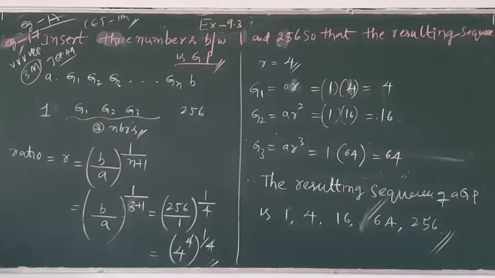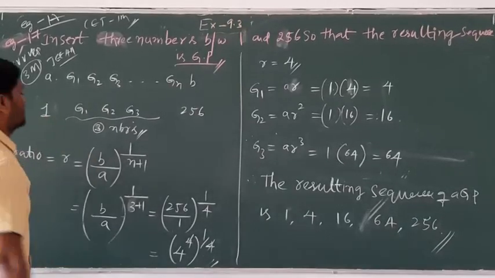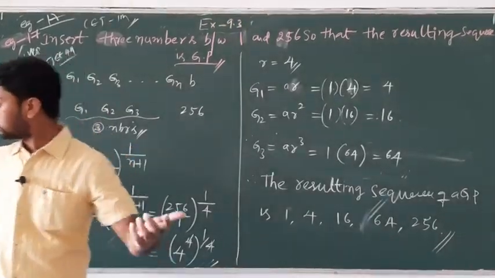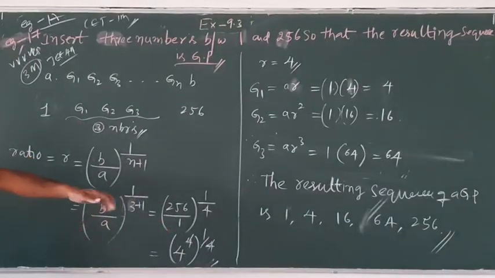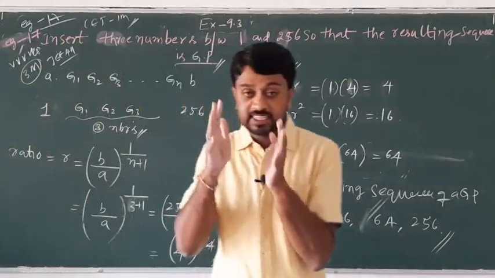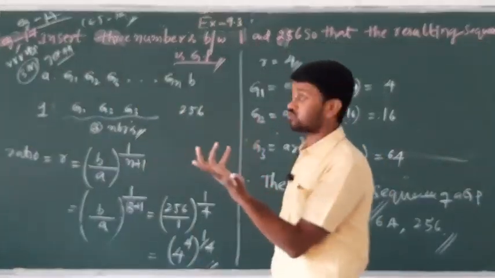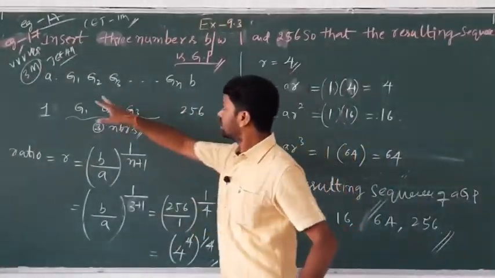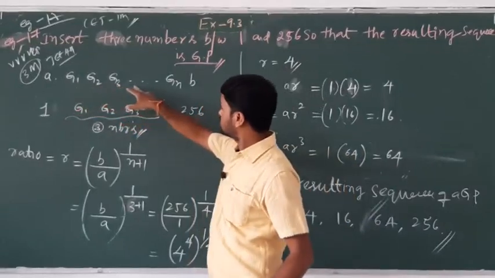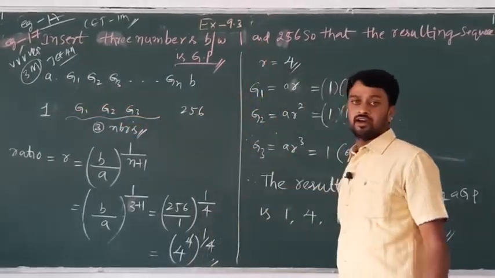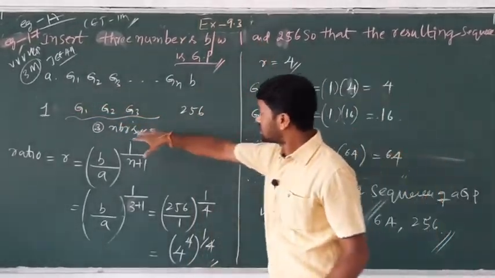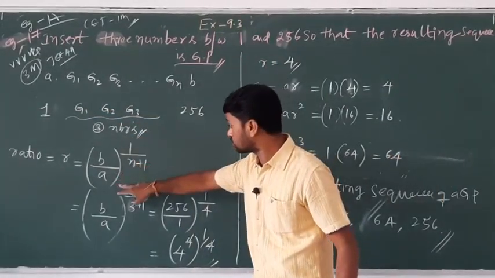Yes, dear students, the next, a similar question to question number 26, similar to example 17. Inserting 3 numbers. Before, the question was inserting 2 numbers. Here the concept is A, G1, G2, G3 and so on up to Gn, B. Inserting n numbers, but here inserting 3 numbers. R is equal to B by A.